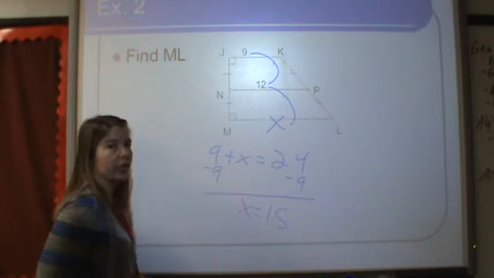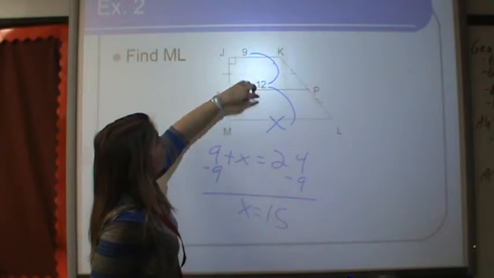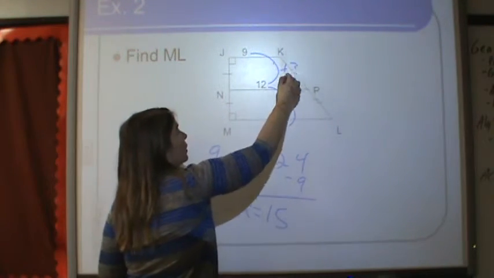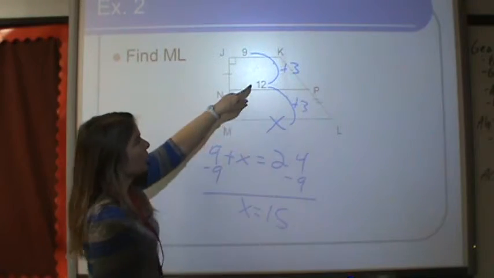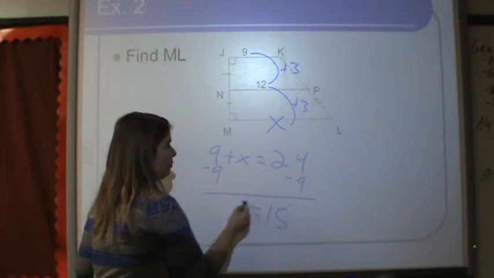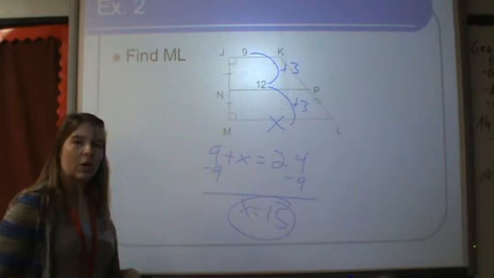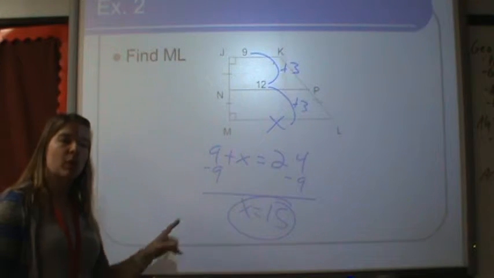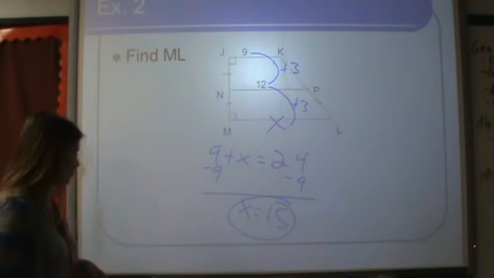One other thing I've had people notice is how far it is from here to here is the same from here to here. As in, from 9 to 12, you would have to add 3. So then I would just have to add 3 to this mid-segment, and that again would give me that base there would be 15. So that's a couple different ways that you could work out this problem.